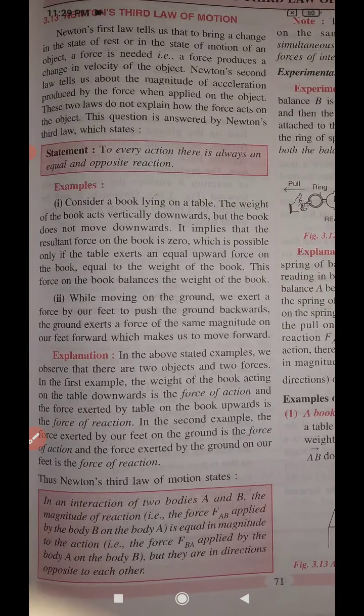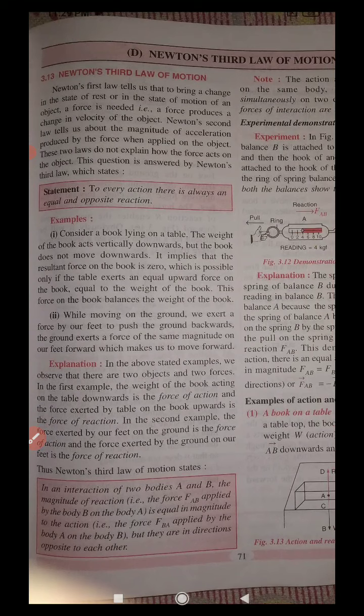Hello my dear students. Now I will explain Newton's third law. Newton's third law says that to every action there is an equal and opposite reaction.